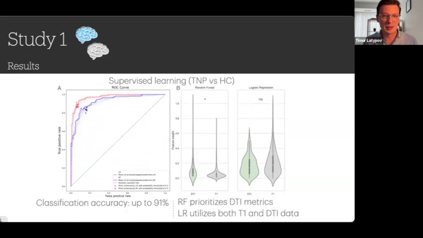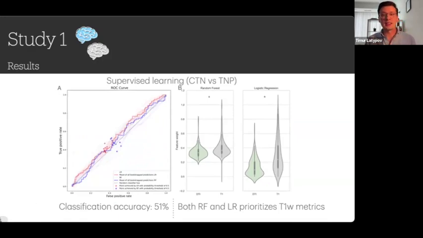Similarly to that, we also ran comparison of constant pain against healthy controls, which also achieved a very high accuracy in distinguishing one from another. However, when we compared one pain to the other, classification essentially failed, and the model couldn't tell apart constant and episodic pain, which was very interesting for us.